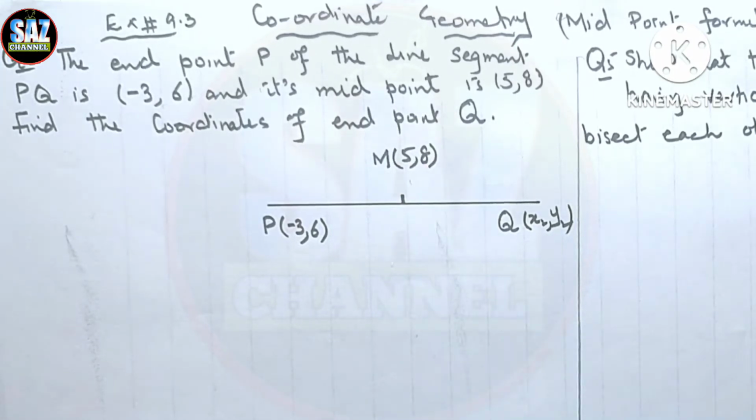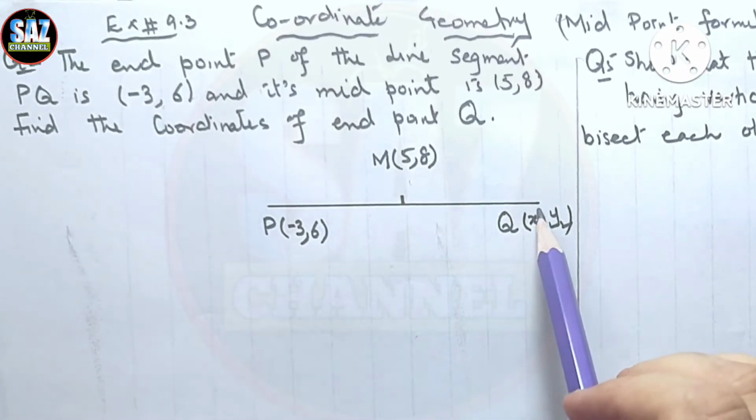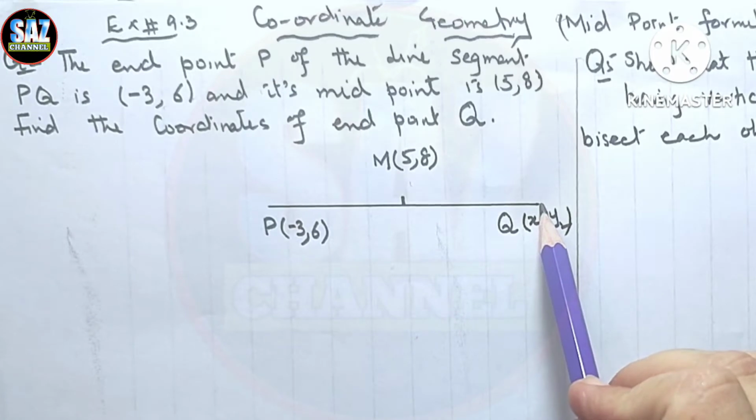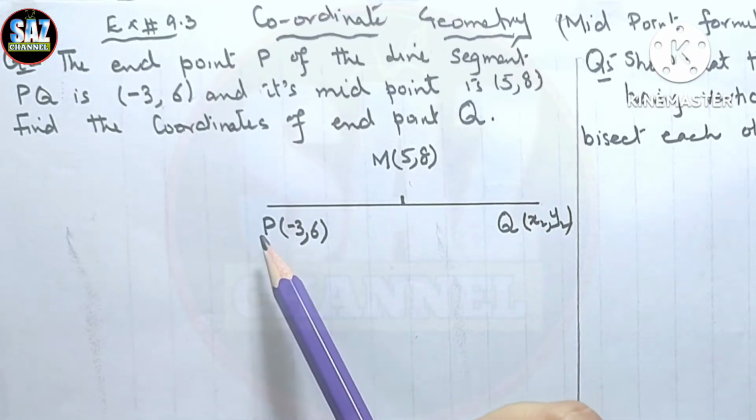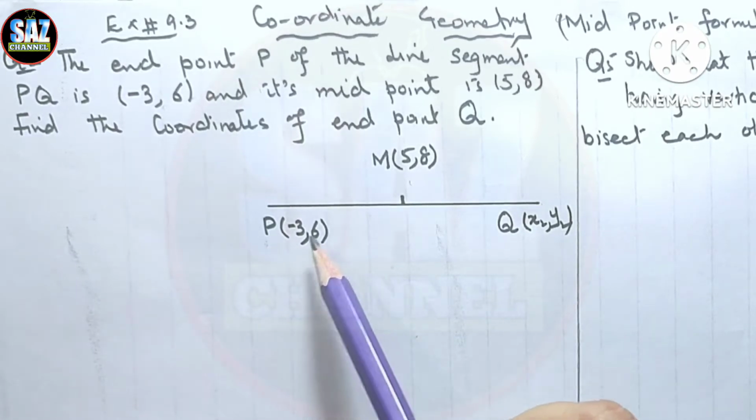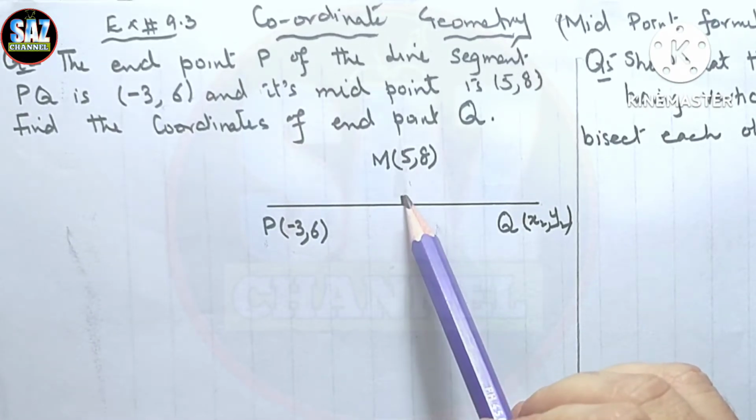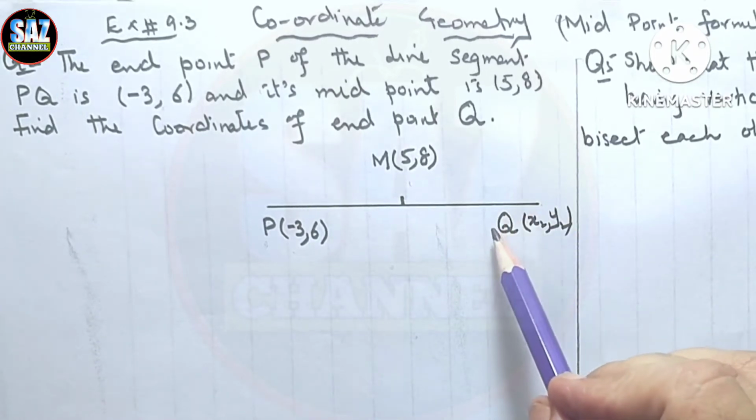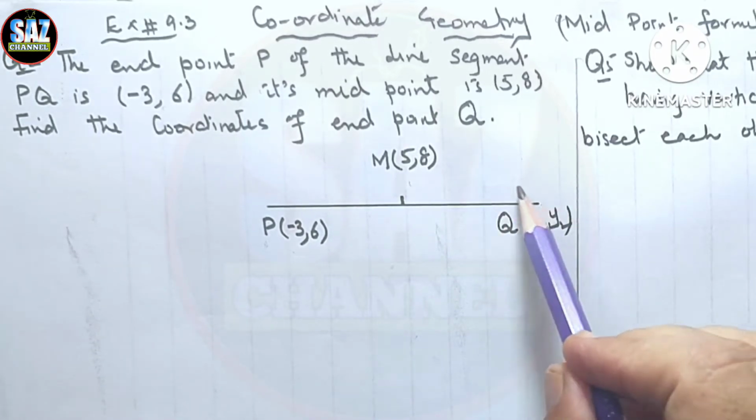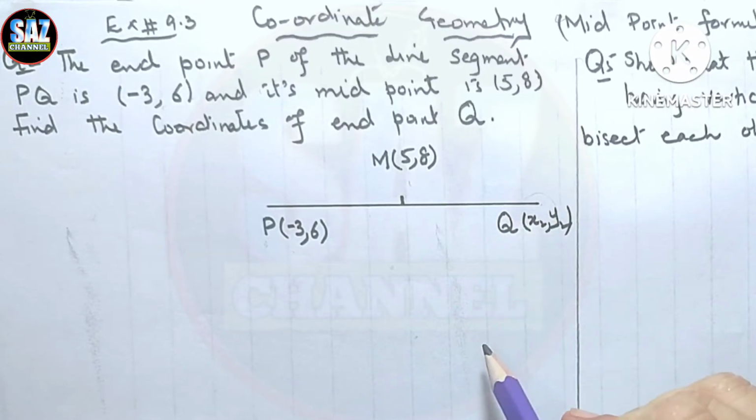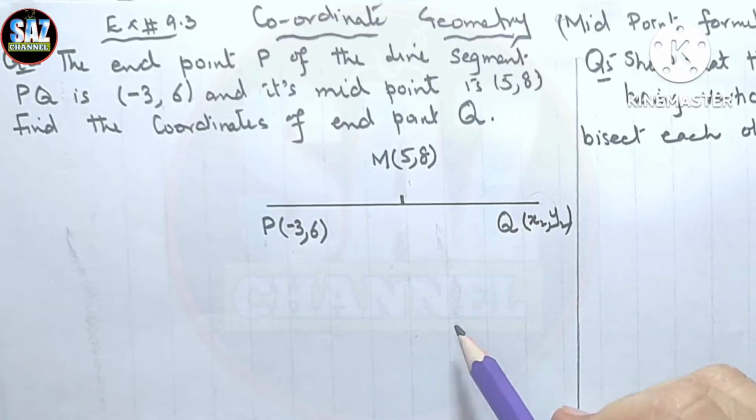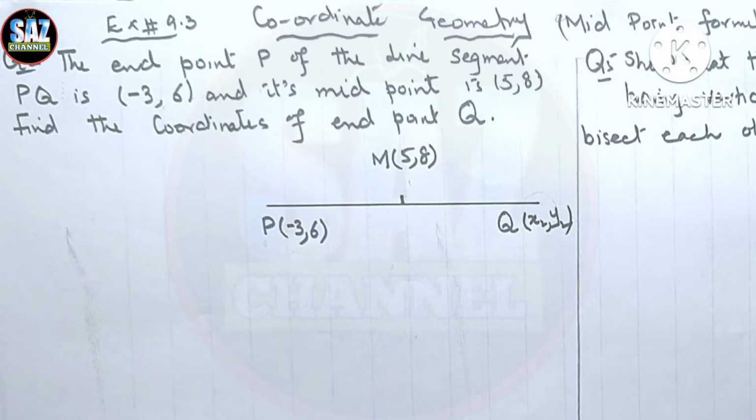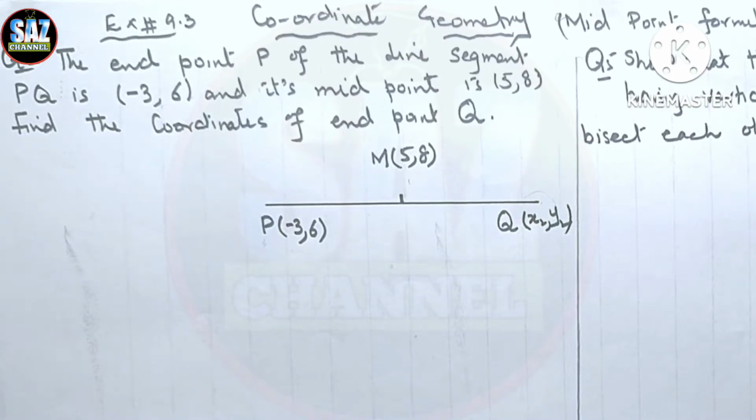Okay, let's try to understand the question. We have a line segment PQ, and one of the coordinates, one of the starting points is given, that is (-3, 6), and the value of the midpoint is given, that is (5, 8), and we have to find the coordinates of the other endpoint. Now what to do and how to do?